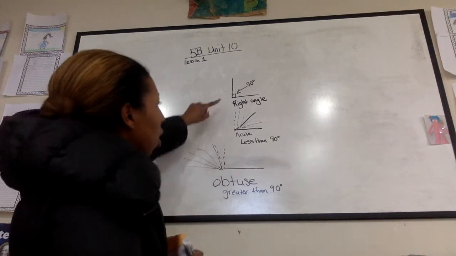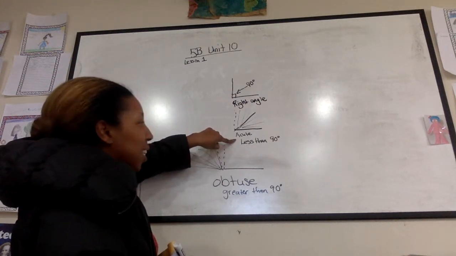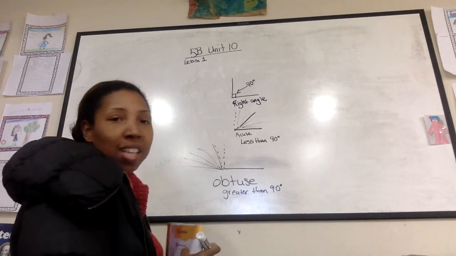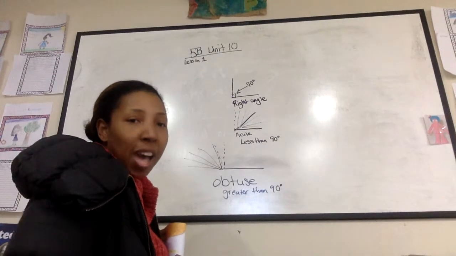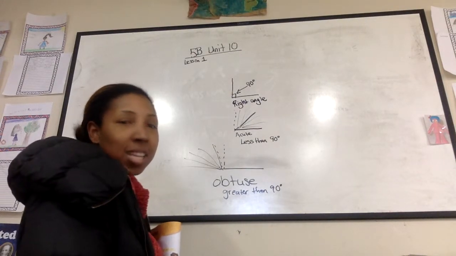Okay, so we have right angles 90, acute is so small it's less than 90, and obtuse is greater than 90. Okay, so that is one of the things that you have to know before you get into this chapter so that you completely understand it.